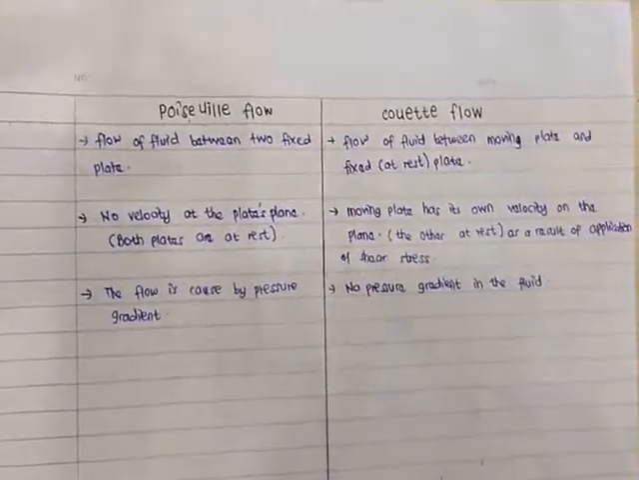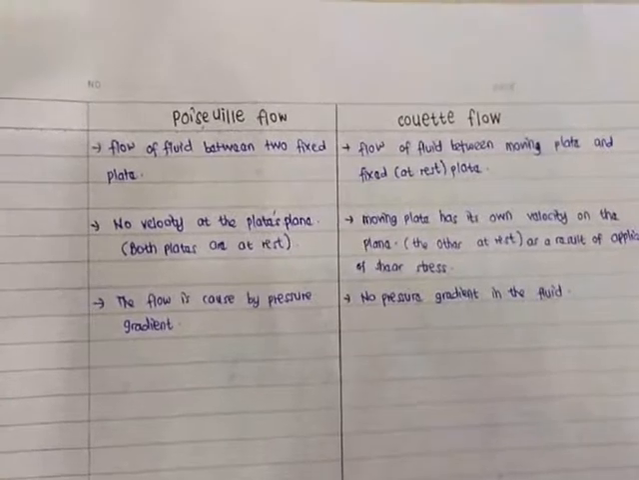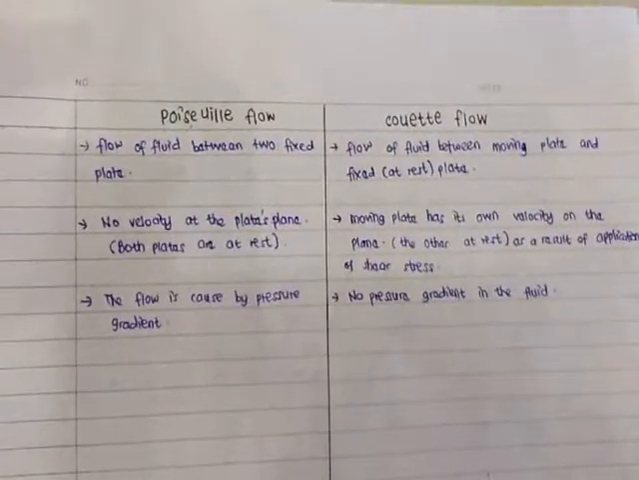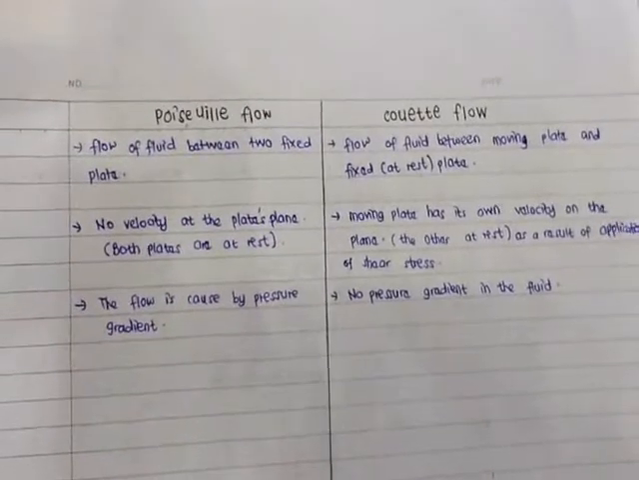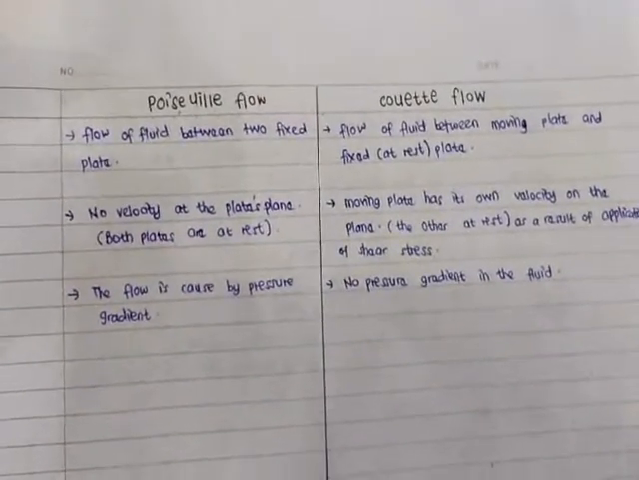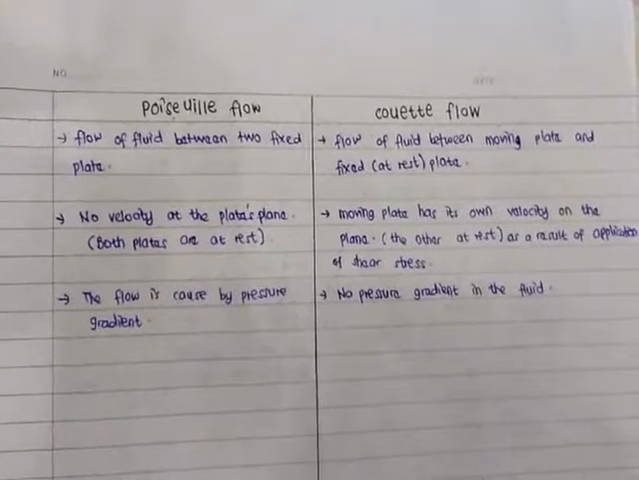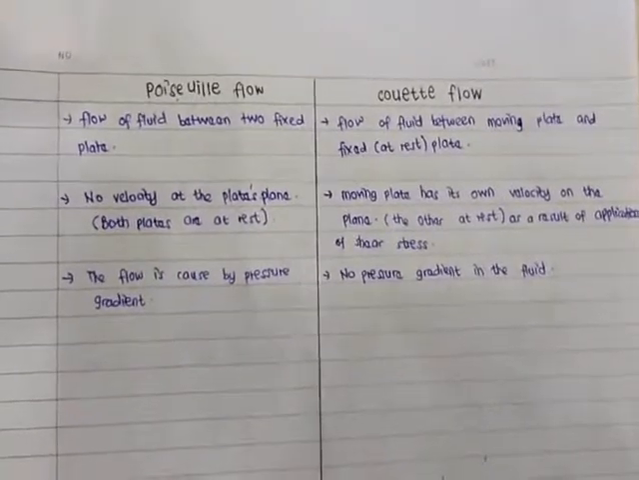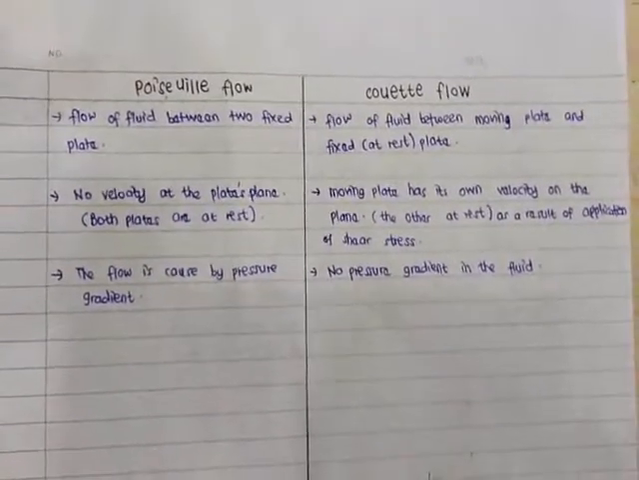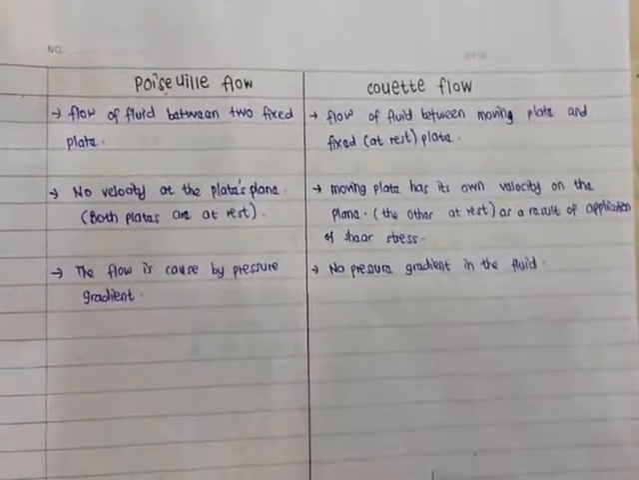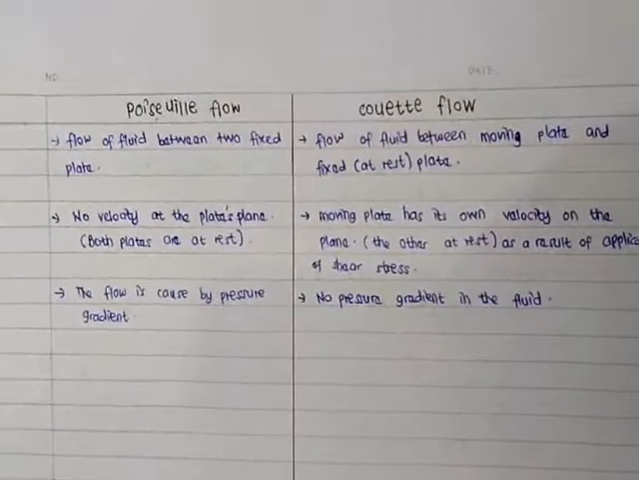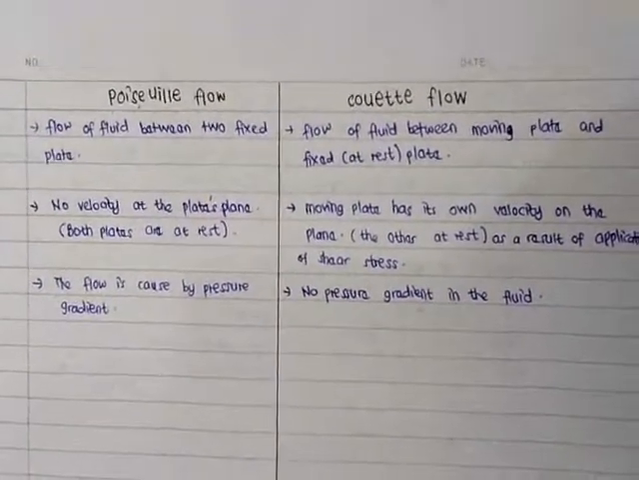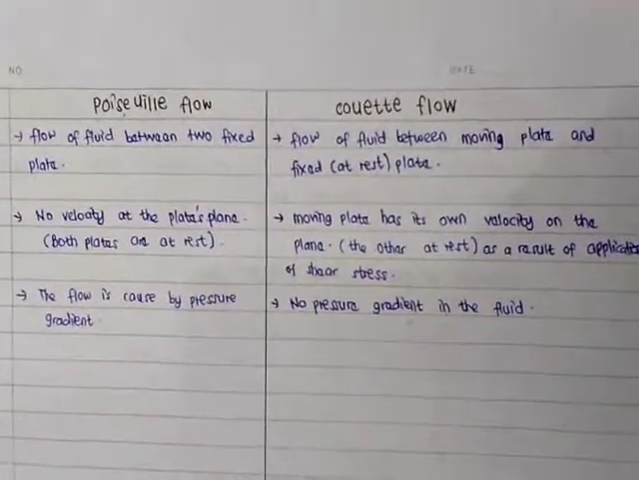Okay, now for the Couette flow. The Couette flow is a flow of fluid between a moving plate and a fixed plate which is at rest. The moving plate has its own velocity as a result of the application of shear stress, which means in this flow there is no pressure gradient in the fluid. Okay, now for the combination of Poiseuille flow and Couette flow, I will pass to Joe.